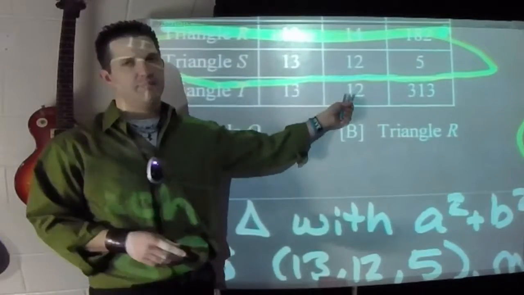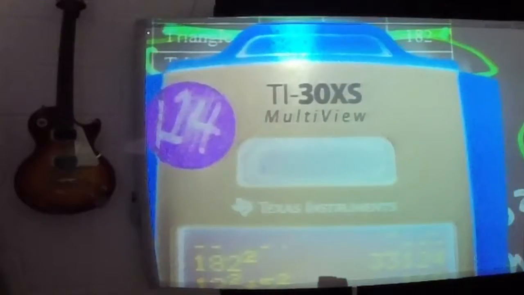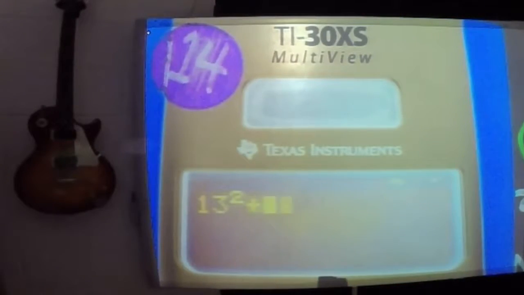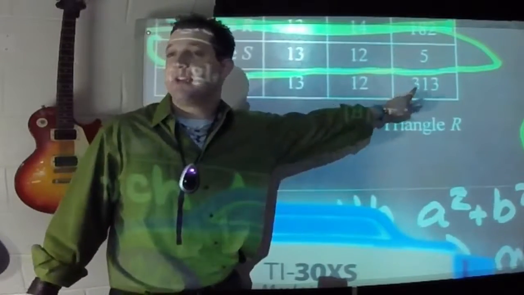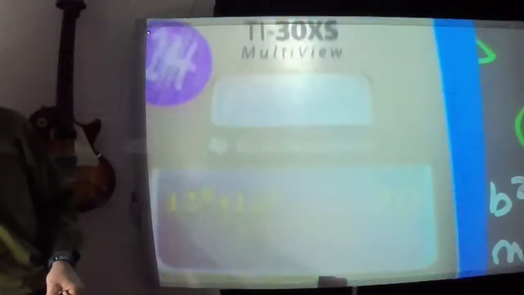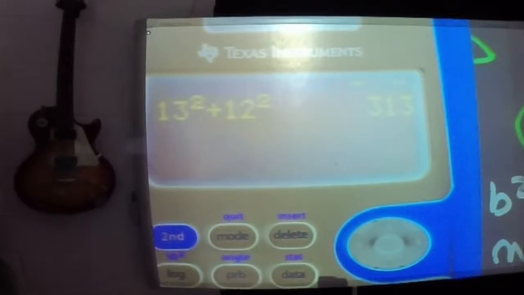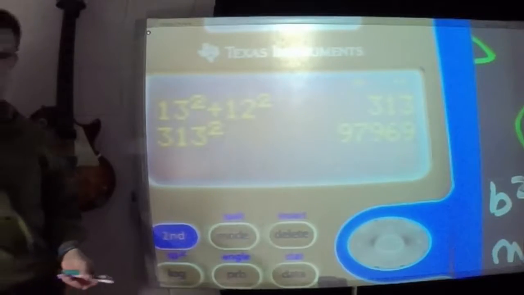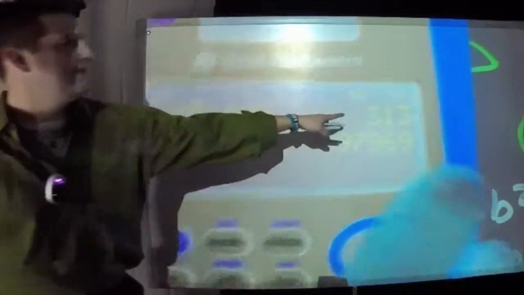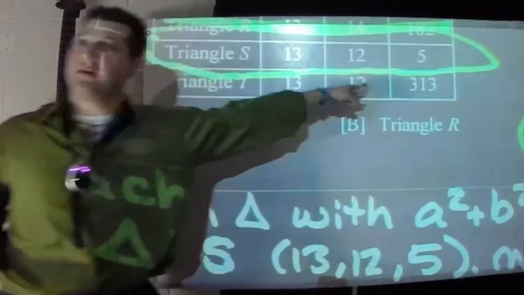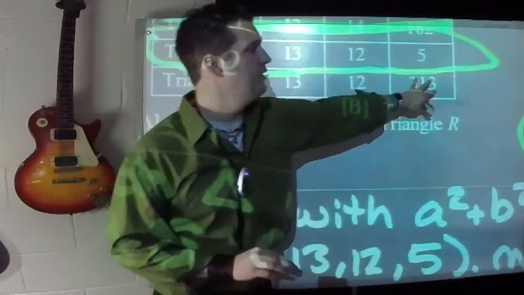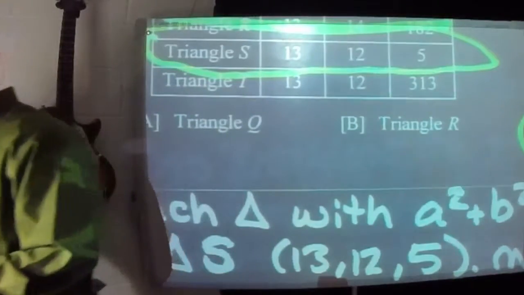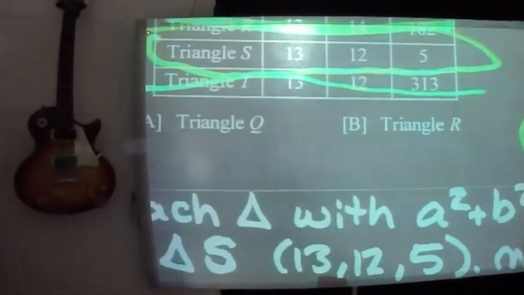I do want to show you one thing about T, because T confuses people. If we did 13 squared plus 12 squared and hit enter, you're going to see something weird. You're going to see 313. But we're not trying to make it 313, we're trying to make it 313 squared. So you go 12 squared plus 13 squared. Does that equal 313 squared? No. A lot of people will see that 313 and see that 313 and go, that's the one. That's not how it works. This squared plus this squared, enter. Does that equal 313 squared? No. So that's why it's not.